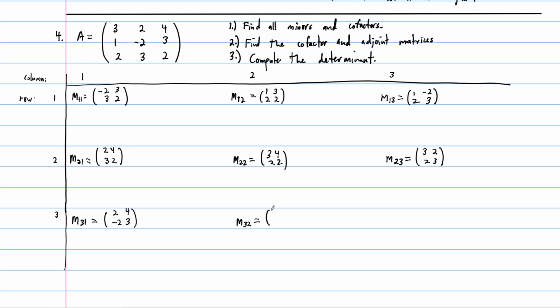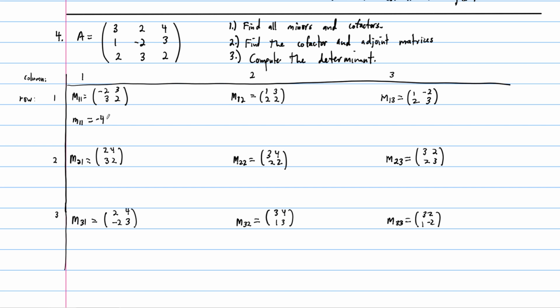M32 deletes the third row and the second column. So we're left with 3, 4, 1, 3. And then M33, that deletes third row, third column, leaves us with 3, 2, 1, minus 2. All right, now we compute the determinants of each of these, right? So little m11, this is the determinant of the 2 by 2, and we define this to just be this crisscross product, right? So minus 4, so I'll write it out.